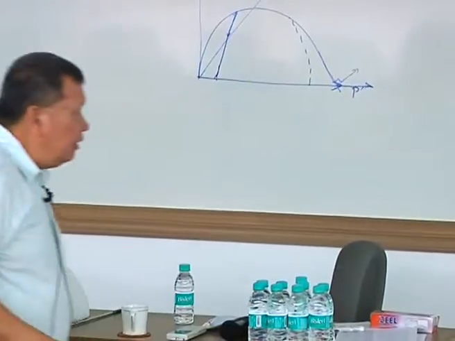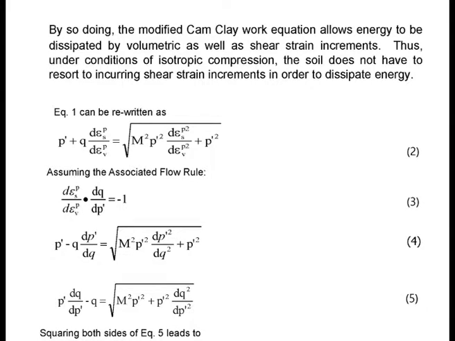This is the work equation that Burland used. If you go through the mathematics again, and you substitute in the associated flow rule, which says that the gradient of the strain increment vector multiplied by the gradient of the yield surface is equal to minus 1 at that point, that then allows you to get rid of this term, the epsilon sp over the epsilon vp, and replace it by dq over dp prime. And so when you do that, you end up with an equation like that.